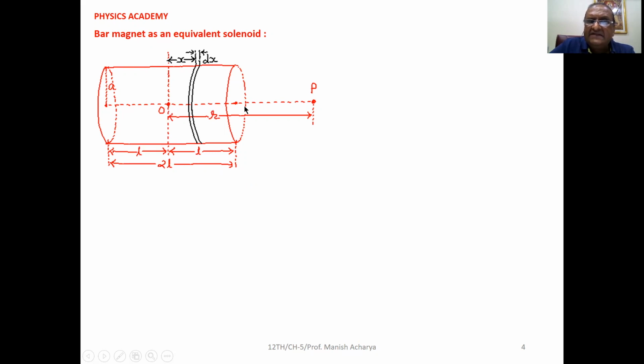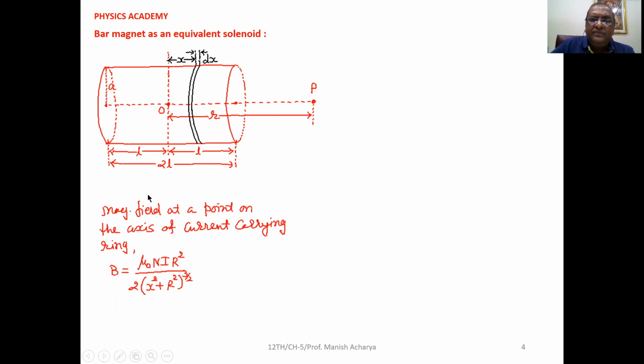Now on the axis of the solenoid, consider a point P, which is at a distance r from the center of the solenoid, and r is greater than L. Now at point P, we want to find the magnetic field. Now see here.